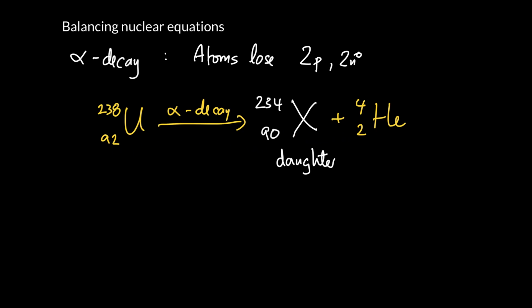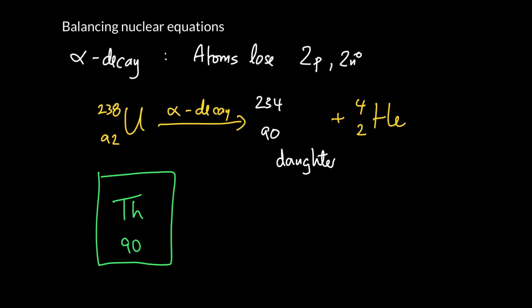Now, what is element X? If we look at our handy dandy periodic table, all we've got to do is look for the element with an atomic number of 90. And on my periodic table, that element is TH. That's actually thorium. But if you don't know it's thorium, that's no problem whatsoever. So I'm going to erase this, and the X goes, and I'm going to replace it with thorium. So uranium-238 undergoes alpha decay and makes thorium and an alpha particle.